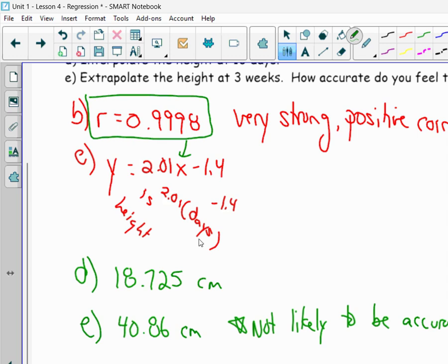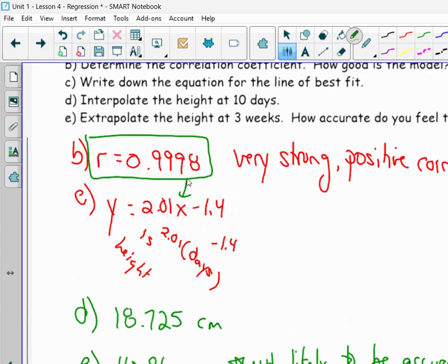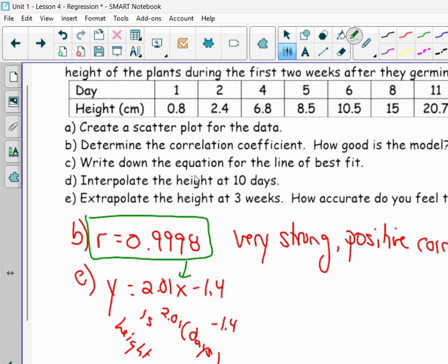We don't know enough about the situation to say this is going to be a good, accurate estimate, because what could happen? Well, what if you don't water it or it gets no sunlight? That could have an effect. Well, what if these plants stop growing after 2 weeks? That could have an effect. Right? We don't have enough information, and mathematically we don't like to extrapolate beyond the end of our data. Like, you might be able to go to 50 and be pretty accurate, but anything beyond that, we say, no, let's not do that.